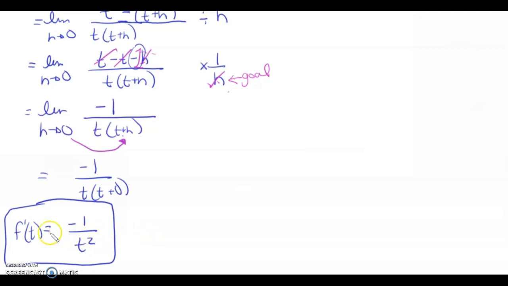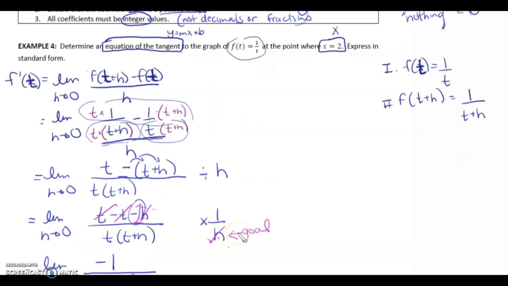So the derivative of f at t equals 1 over t is f prime at t equals negative 1 over t squared. So going back up here, I'm going to just box this in the corner because it's side work. The original question asks us to determine the equation of the tangent of f at t to the point where x equals 2.